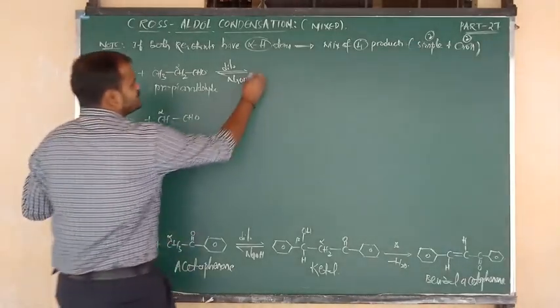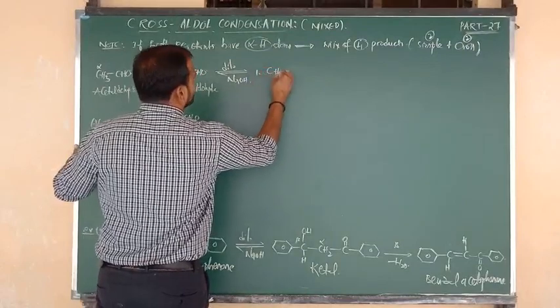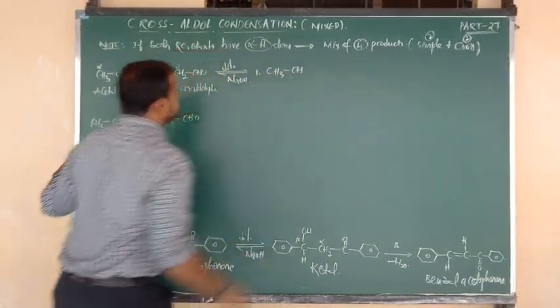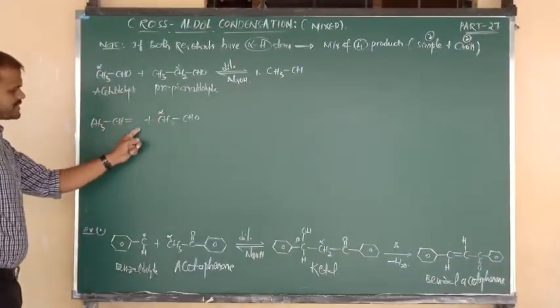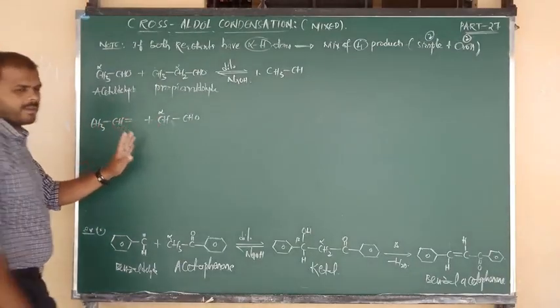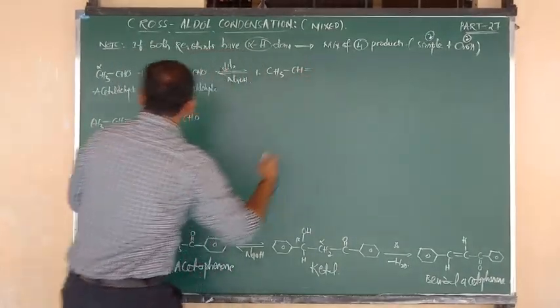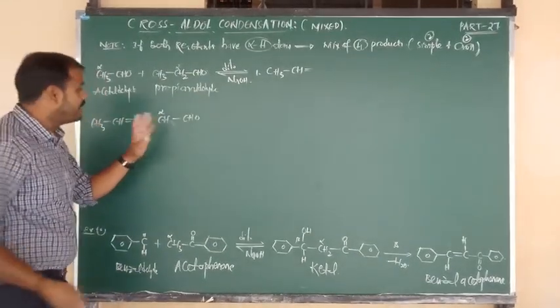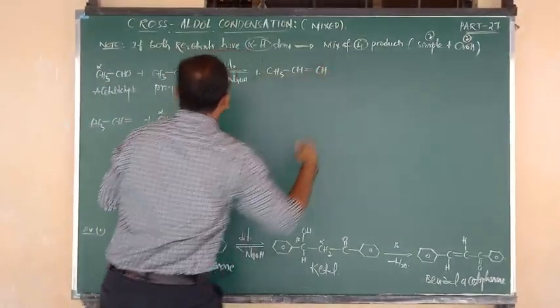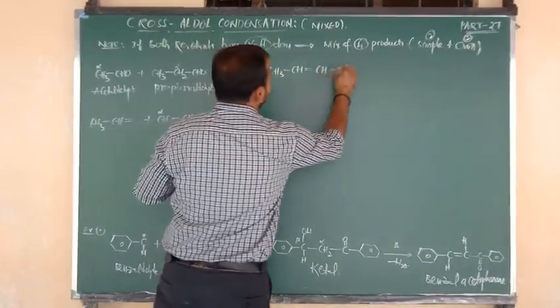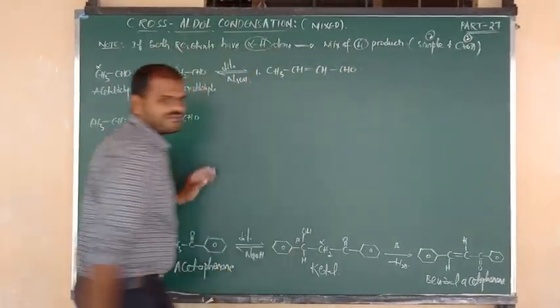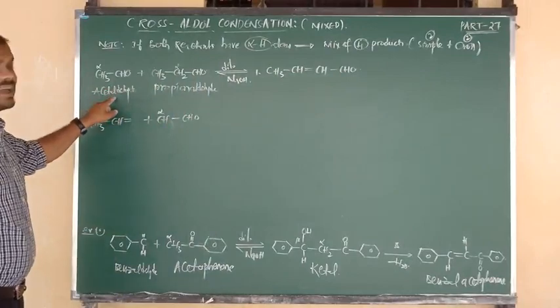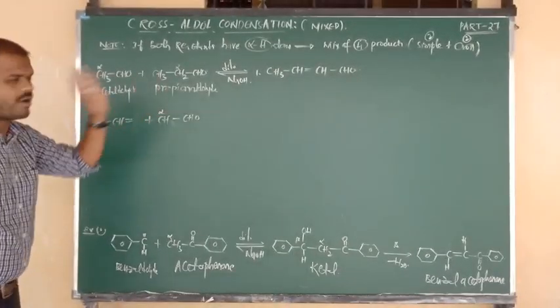CH3 bonded to CH. Product number 1, CH3 bonded to CH. From the first molecule we are removing oxygen, so the double bond is left as it is. From the second molecule, the alpha CH3 is there. We removed 2 hydrogens, remaining is only CH. And after that, CH is connected to what? CHO. This is your first product using only acetaldehyde, the A plus A combination.